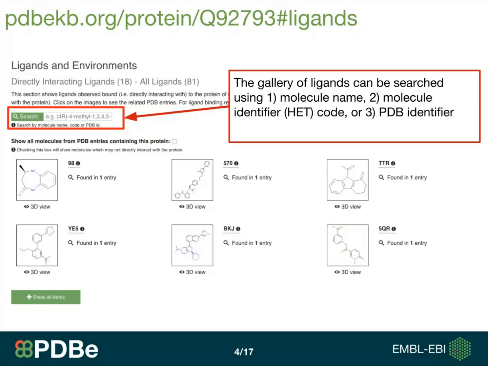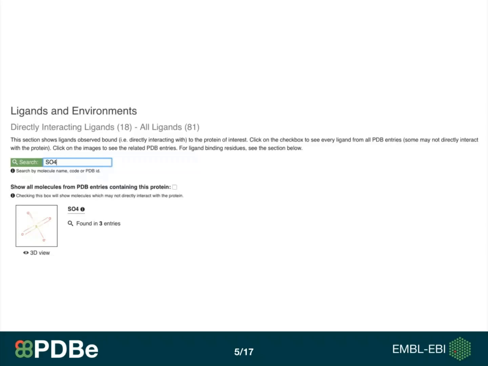There is a search field which you can use to filter the gallery, this being the gallery, and you can use either the molecule name, the unique molecule code, which we refer to as the het code, or the PDB identifier. Using any of these, we filter the gallery underneath. So for example, starting to type in sulfate, it will filter down the gallery to that specific ligand.